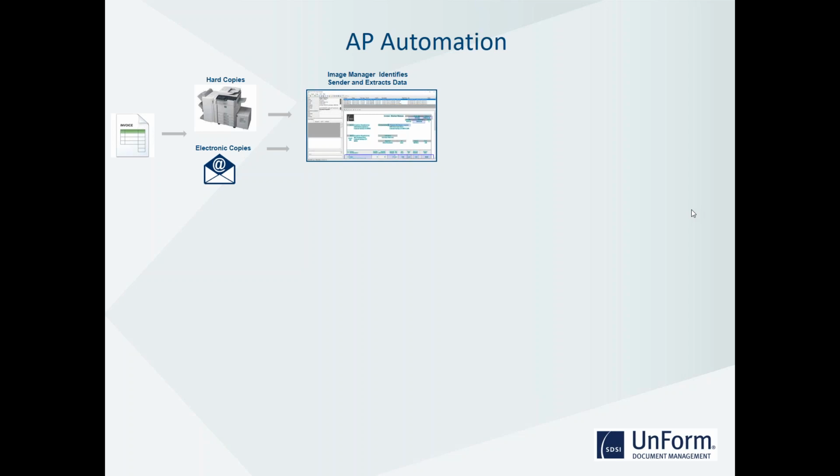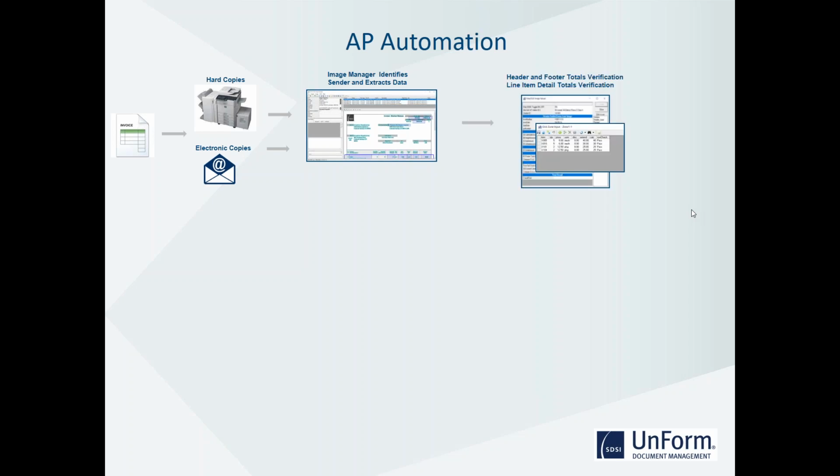It's going to identify the sender, and based on who sent it, it will determine where it needs to go on that particular document to find the line item details, the freight amounts, invoice totals, all those different things. So as it comes in, it will identify who sent it and then where the key data elements are that are required to create an electronic transaction.